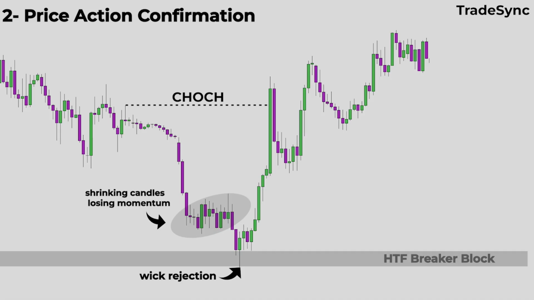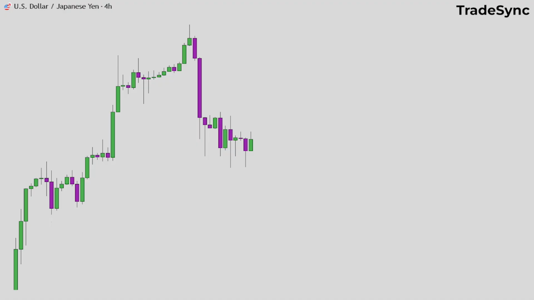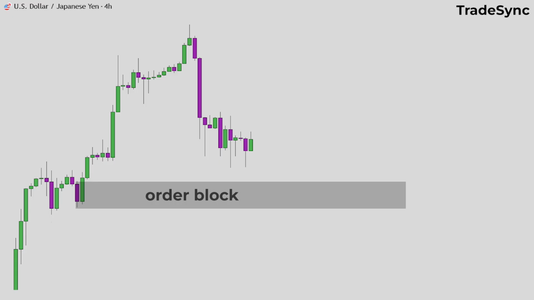Now let's use all these concepts live and look for a trade setup together. Here we have the Japanese yen on the 4-hour chart. We can clearly spot an order block. We call it an order block for now because we don't yet know if price will break through it and reverse direction, or reject it and continue moving upward. Let's see how price reacts to this zone so we can make our decision.